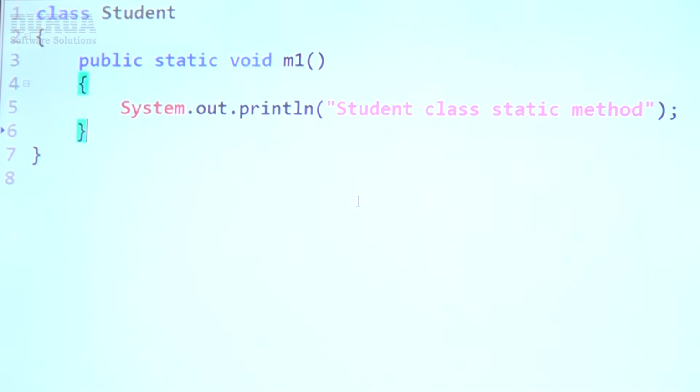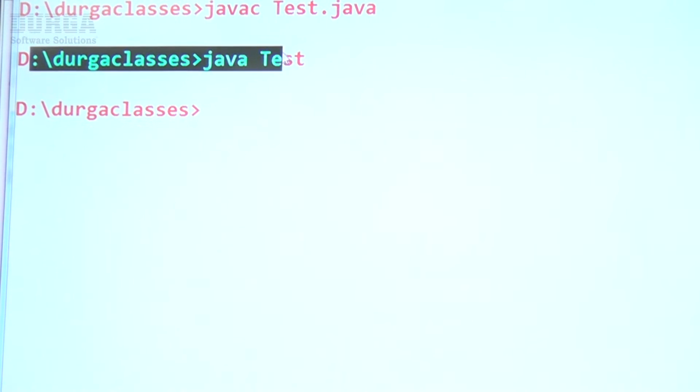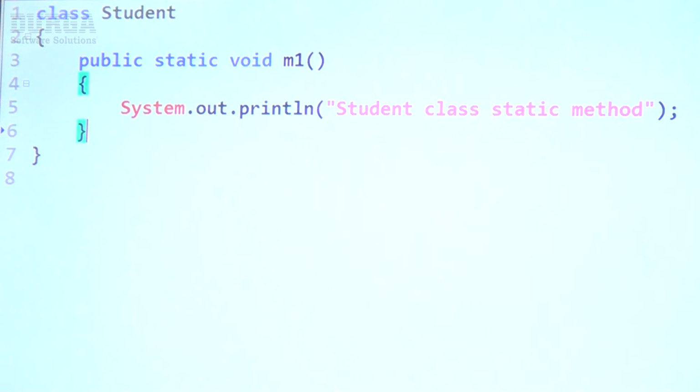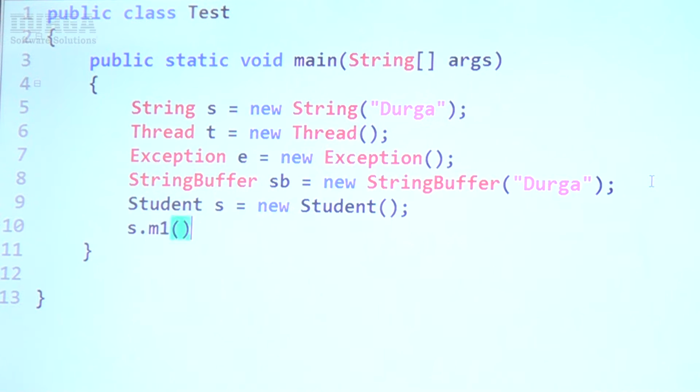Now, sir, Test.java is available in the same location only. Have you observed? Now, inside Test.java, let me create a Student object. Student s is equal to new Student. Next, s.m1. A static method you can call by using the object reference also, no problem at all, or otherwise by the class name, right?